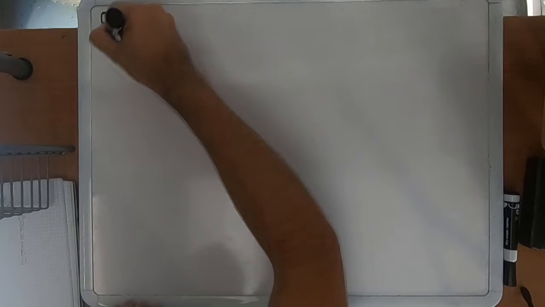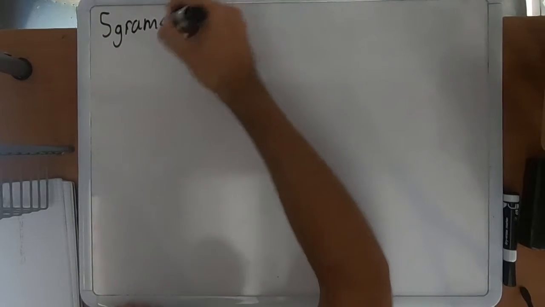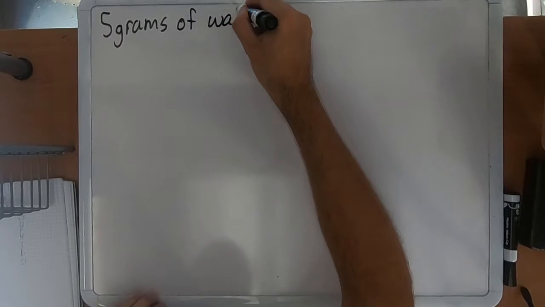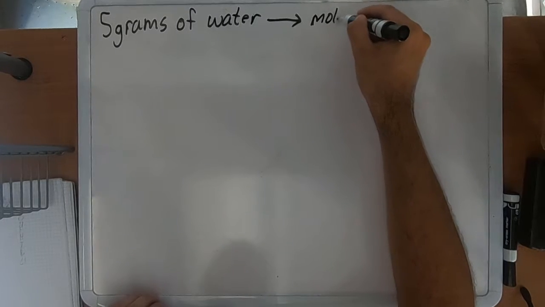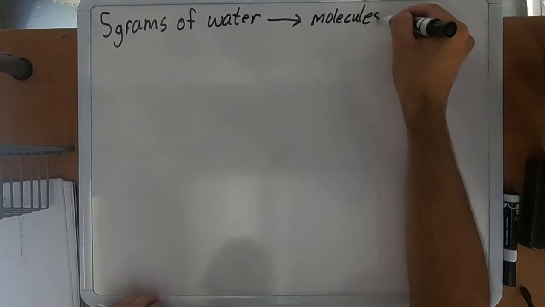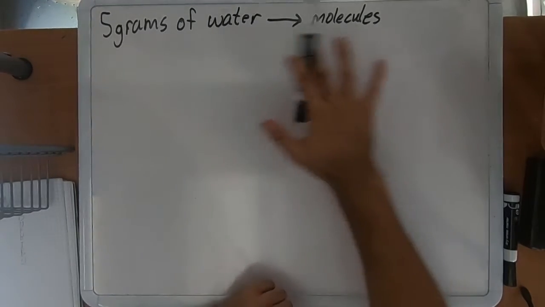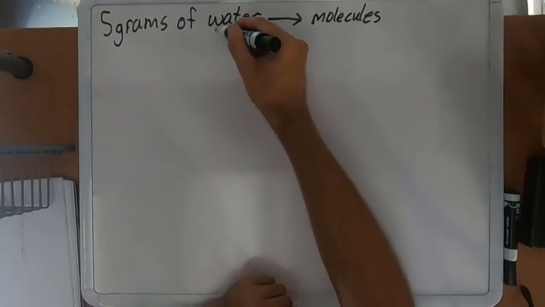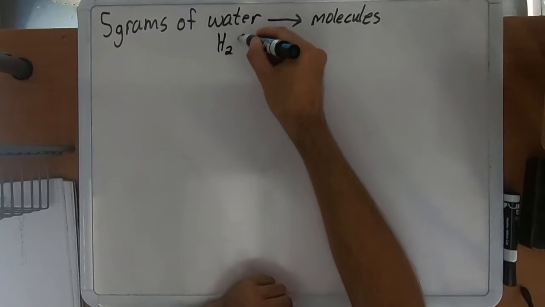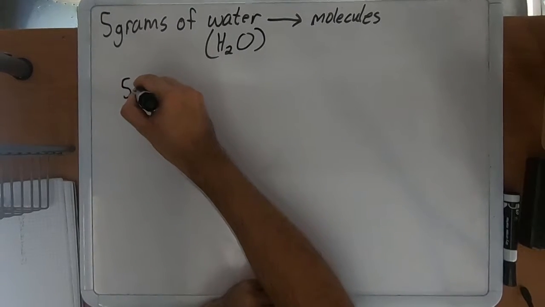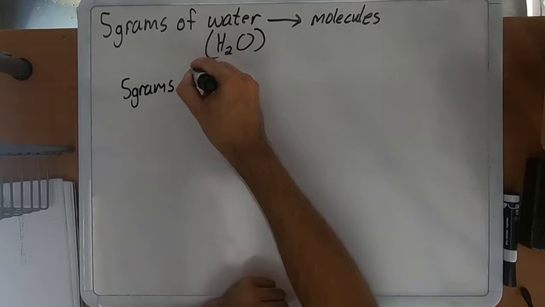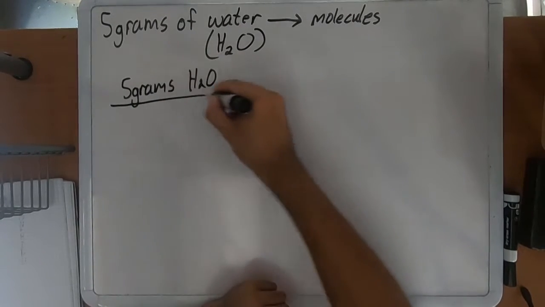Okay, let's deal with a different kind of conversion. So we are given 5 grams of water. We got to convert that to molecules. Okay, so this is a little different from what we've been working with. So first off, water is H2O, 2 hydrogens, 1 oxygen. That's what we're working with. So let's write that down here. 5 grams H2O.